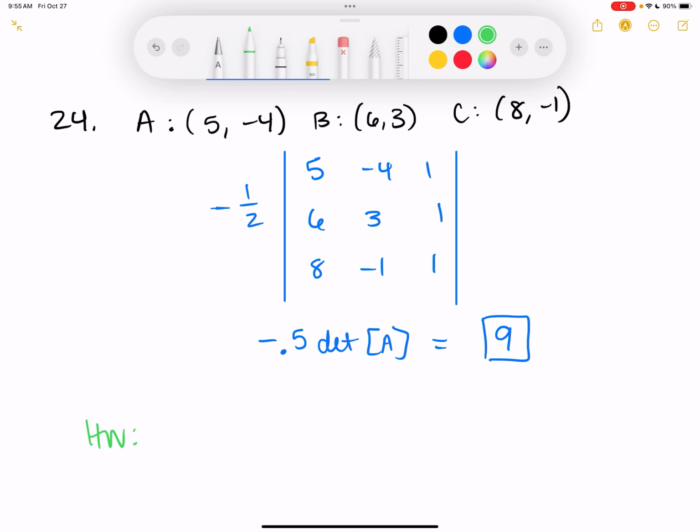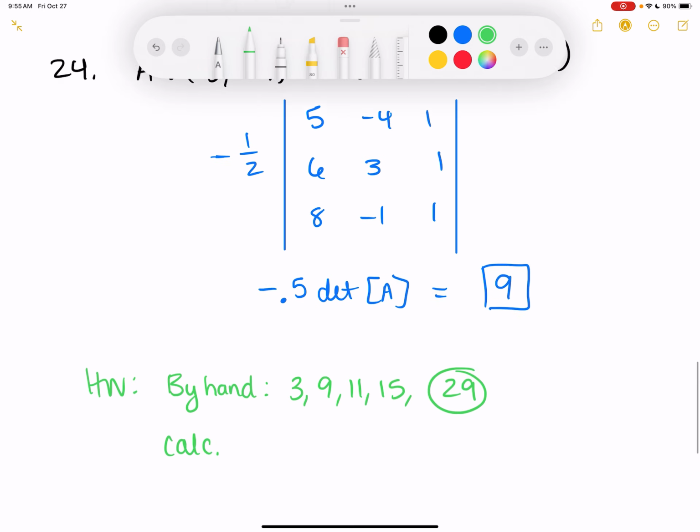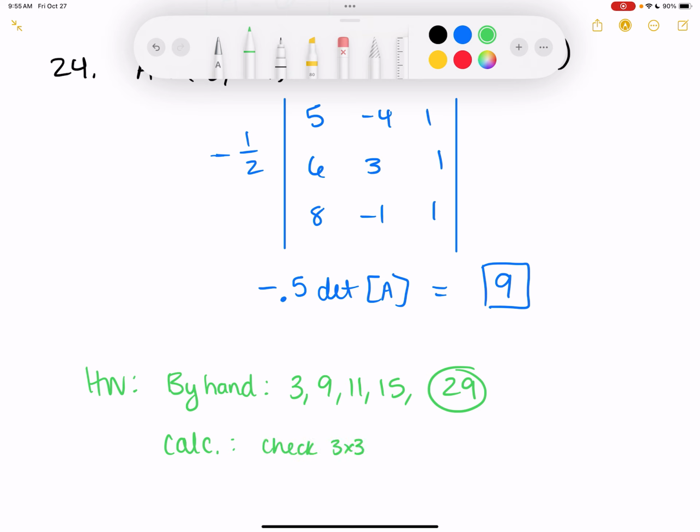All right. Again, we're gonna have a by hand section and a calculator section. So by hand, 3, 9, 11, 15, and 29. But you don't know how to do that yet, so don't do that one yet. Then calculator. I want you to check the 3x3s that you did, which is going to be number 11 and number 15. As you do 11 and 15, you can just show that you checked it on the calculator. And then number 23, which is a triangle problem that we just did. So that's going to be basically all of it for what we're doing.